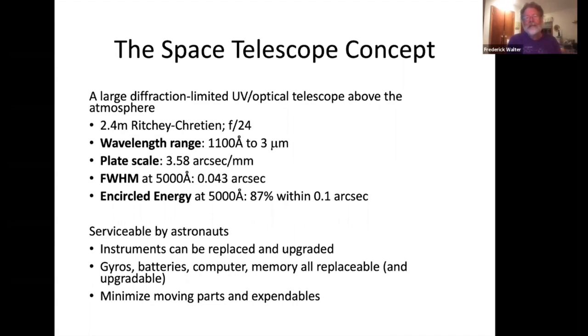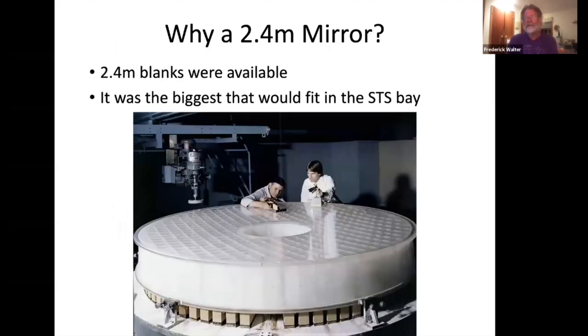The idea was to minimize moving parts and expendables. There are no reaction jets, rockets on the spacecraft. There's almost nothing to wear out. So it was designed as a long-term observatory in space. And for that cost, you want to keep it up there for a long time.